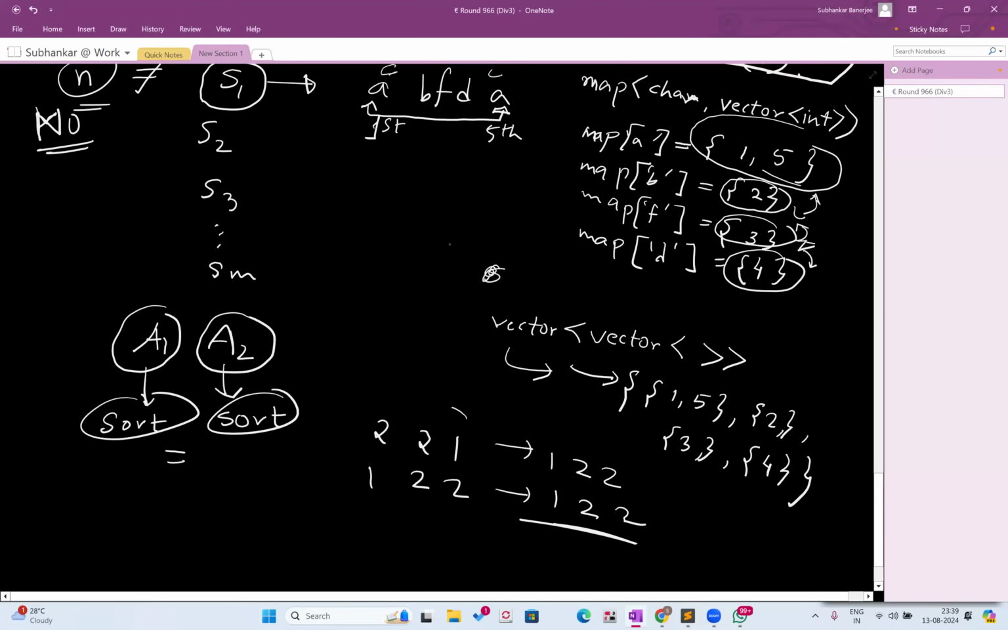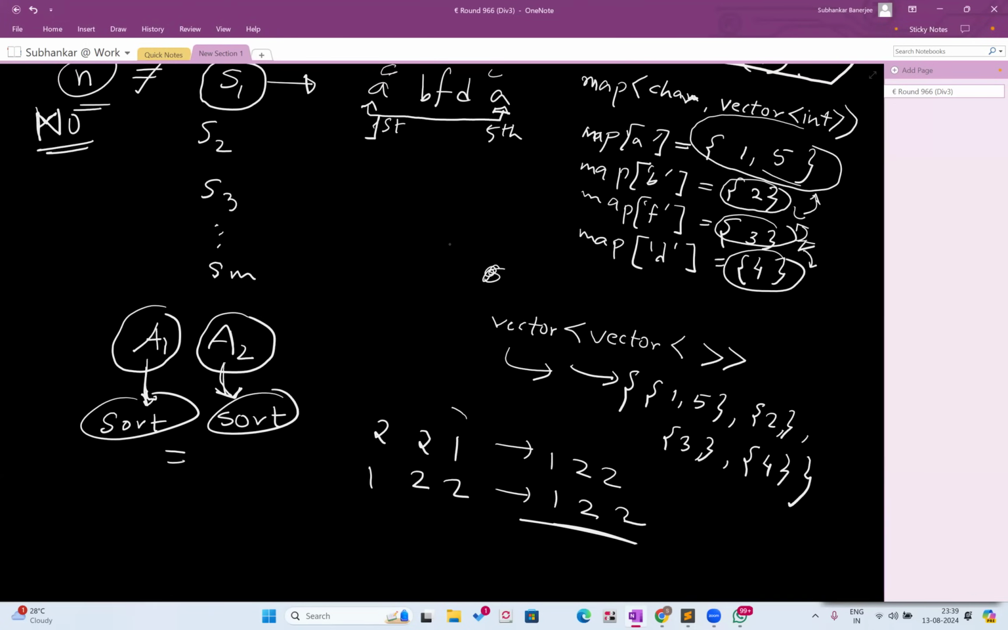So if two arrays have to be checked whether they're equal or not, we can just sort the elements. I won't say equal, the arrays are equal, but we will say the elements of the array are similar, means the frequency of each element is same. So we can just sort and check.